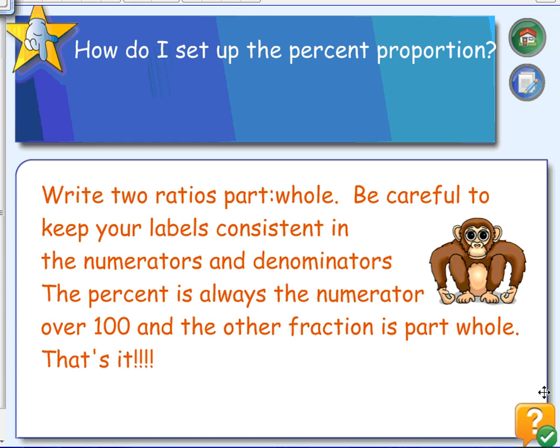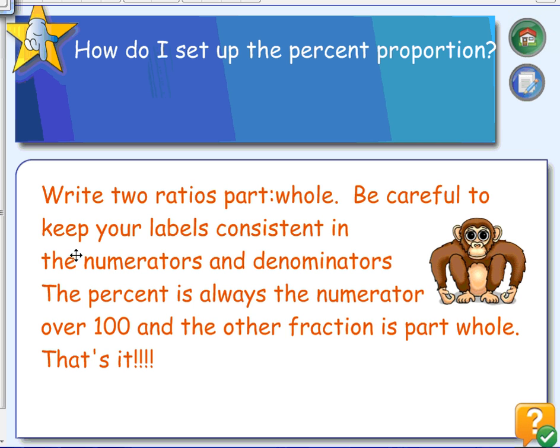All right, today what we're going to be talking about is percents and proportions. Oftentimes when we're talking about percents, we can actually find the percent of a number using a proportion, which we learned last chapter. So in this particular lesson, that's what we're going to focus on.